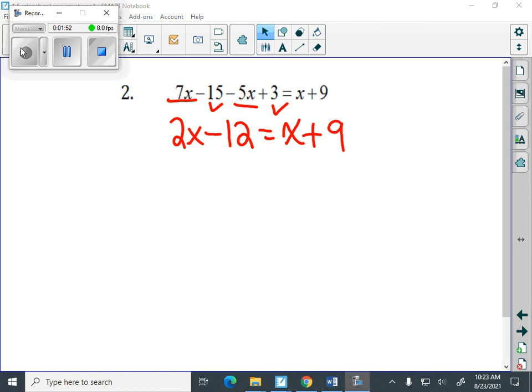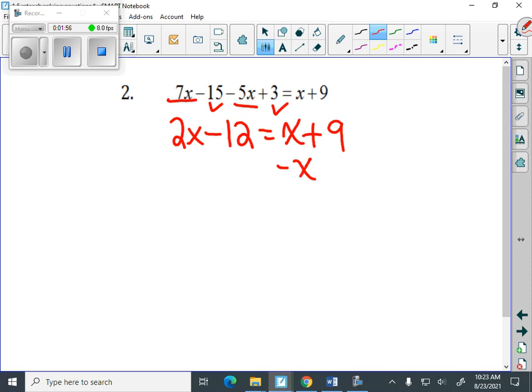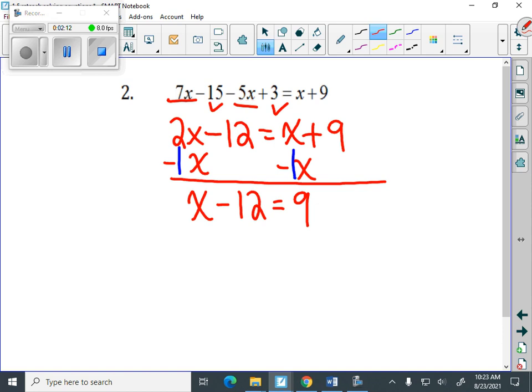And now what we want to do is we want to move the x over to the other side. If you need a reminder, it's 1x. And we get 2x minus 1x is 1x, minus 12 equals 9.